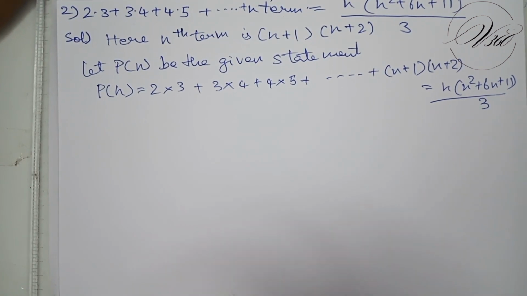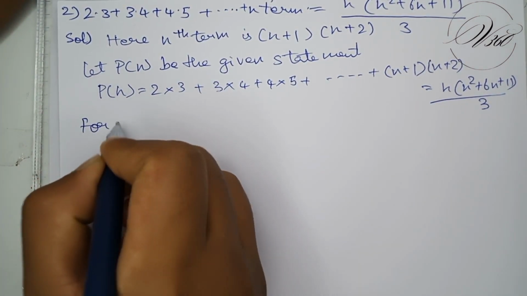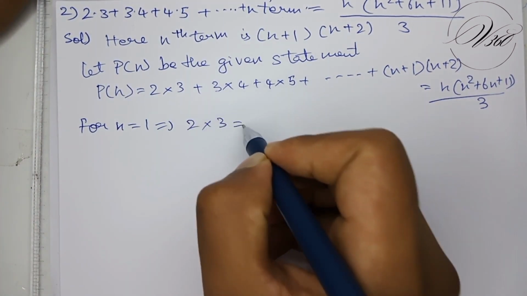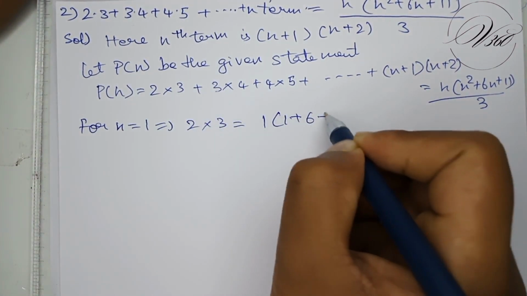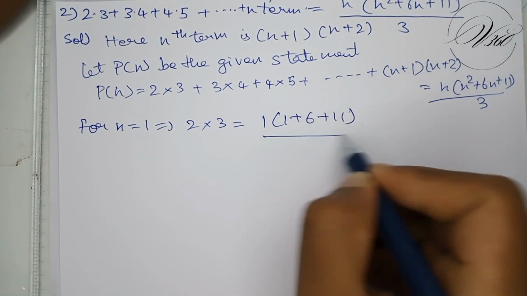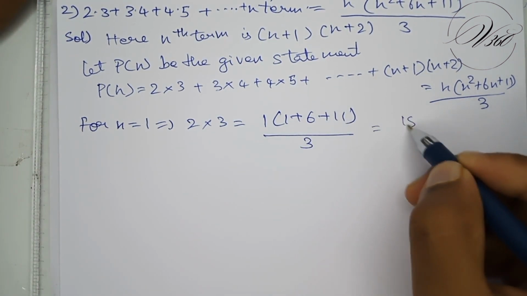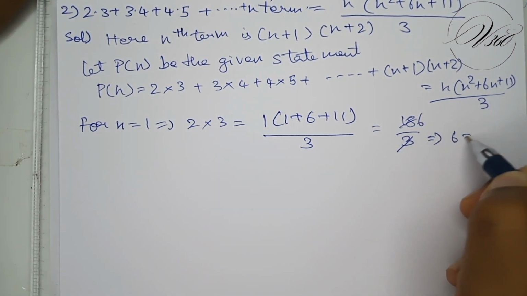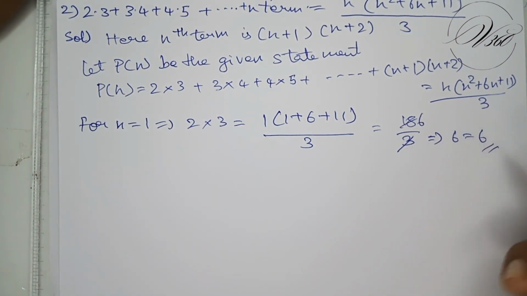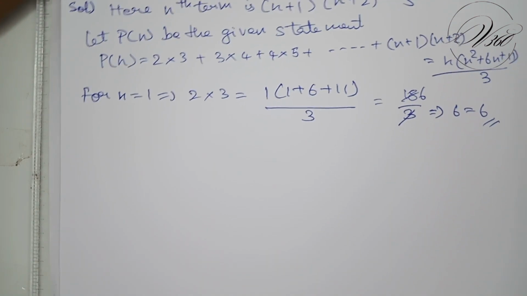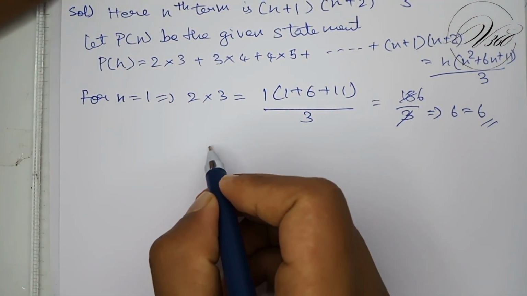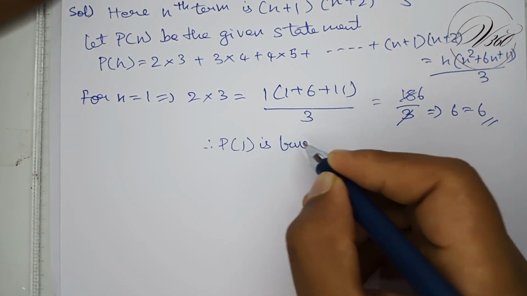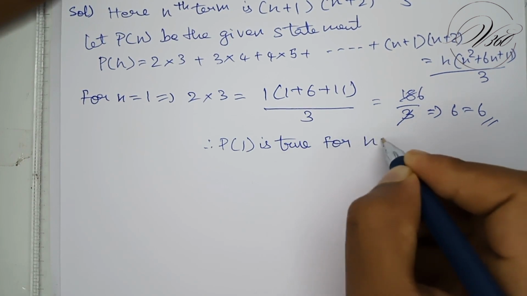Now here for n equal to 1, 2 into 3 is equal to 1(1 plus 6 plus 11) by 3, that is equal to 18 by 3, and 3 sixes are 18, no? Then 6 is equal to 6. So we have proved that it is true. Therefore P of 1 is true for n equal to 1.